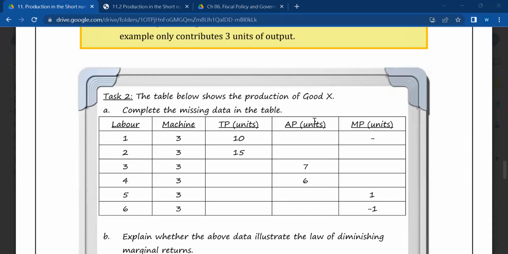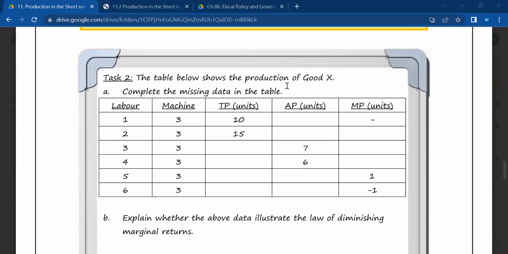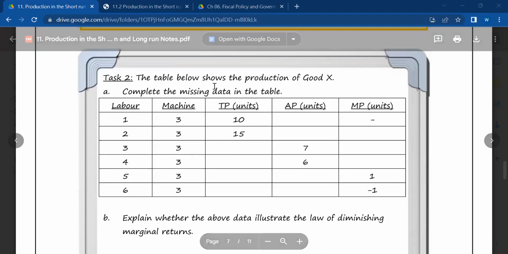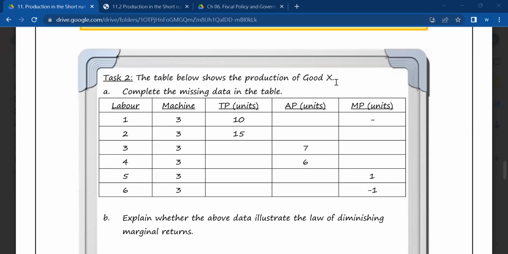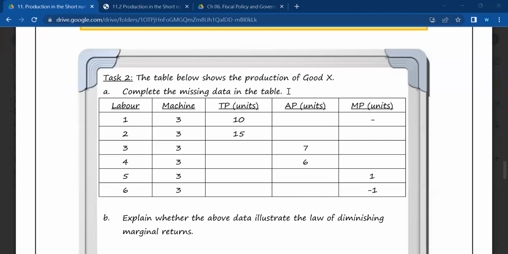Okay, so now after telling about the implication of the LDMR, it's time for you to do some exercise. Please take out your notes and turn to page 7. We will try to do these questions together. Let's look at the table now. Task 2. The table below shows the production of eggs. Task 2, part A: complete the missing data in the table.